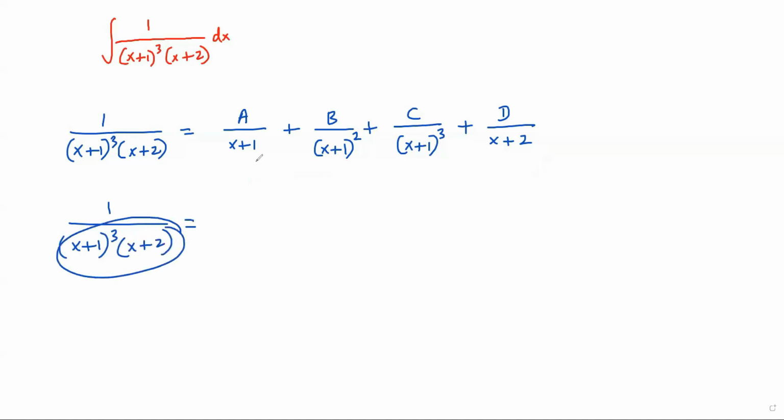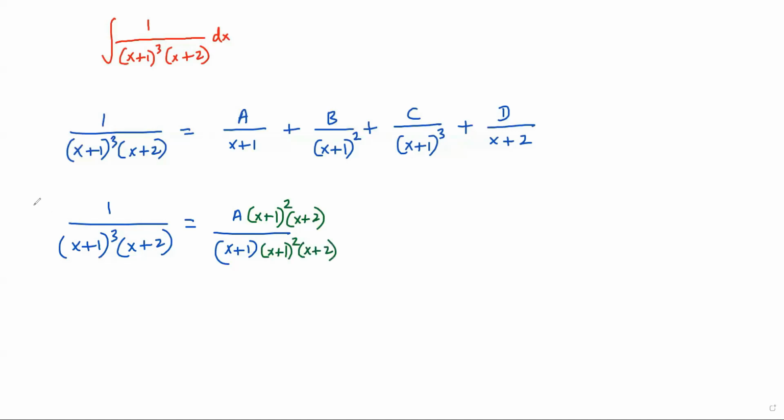To get this as the denominator for the first fraction, I should multiply both numerator and denominator of the first fraction by (x + 1) squared times (x + 2). Now the second fraction, which is B over (x + 1) squared. Here, for the second fraction, I need to multiply both numerator and denominator by (x + 1) times (x + 2).